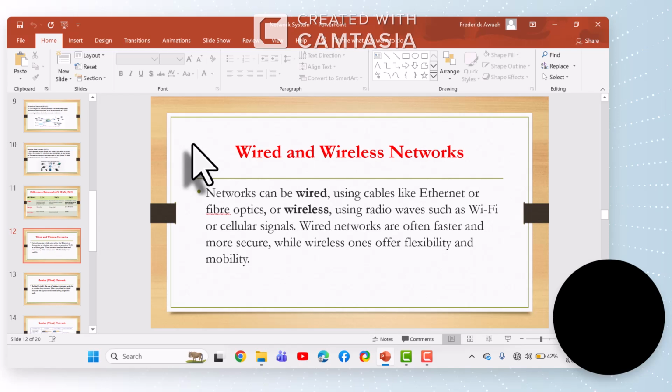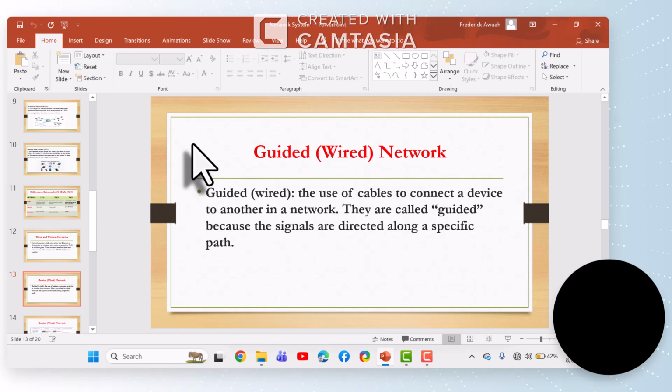So let's go to guided or wired network. A guided or wired network is the use of cable to connect devices together or to another network. They are called guided because the signals are directed along a specific path. So with this, the network cannot pass through anywhere unless it passes through the line that they've set for the distance.